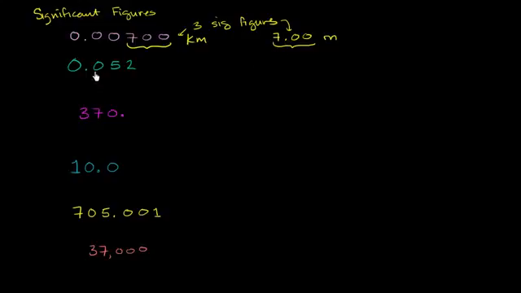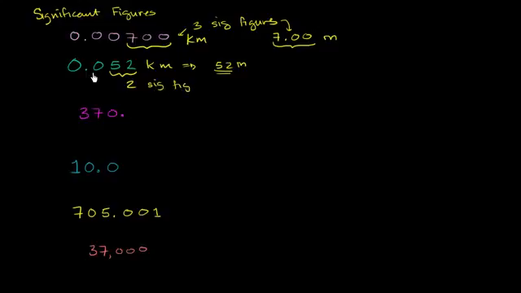Let's do the next one. So based on the same idea, we have the 5 and the 2. The non-zero digits are going to be significant figures. You don't include this leading 0 by the same logic that if this was 0.052 kilometers, this would be the same thing as 52 meters, which clearly only has two significant figures.